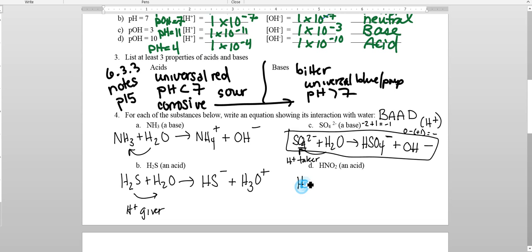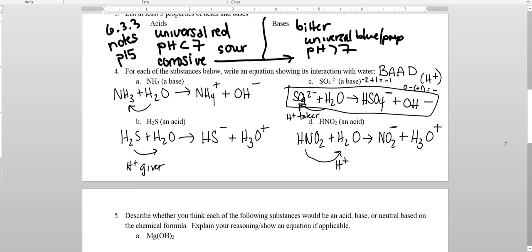All right, this one, HNO2, it's an acid. So when you put it in water, it is going to be a hydrogen giver. So HNO2 becomes just NO2. And H2O becomes H3O. Since we're moving a charge, NO2 becomes negative, H3O becomes positive. So that's how you write out those reactions.